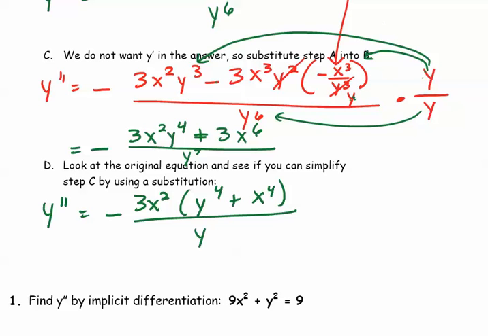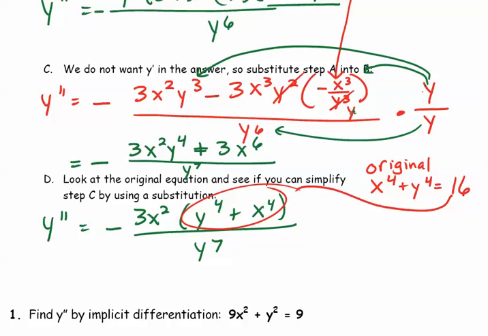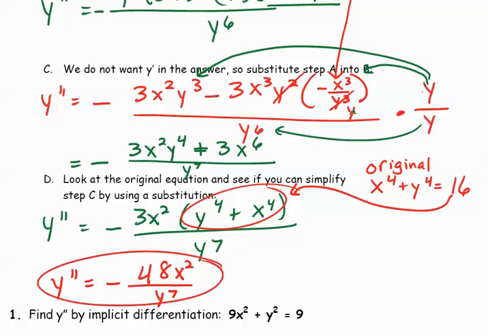And not by coincidence, you want to look for one more substitution. Does this look familiar? Remember our original problem, our original equation said x to the fourth plus y to the fourth was equal to 16. So now we can replace. So always look for the original in your last step. So there's 2 substitutions in this process. So now I will have a negative 48x squared over y to the 7th as our final answer for the second derivative.